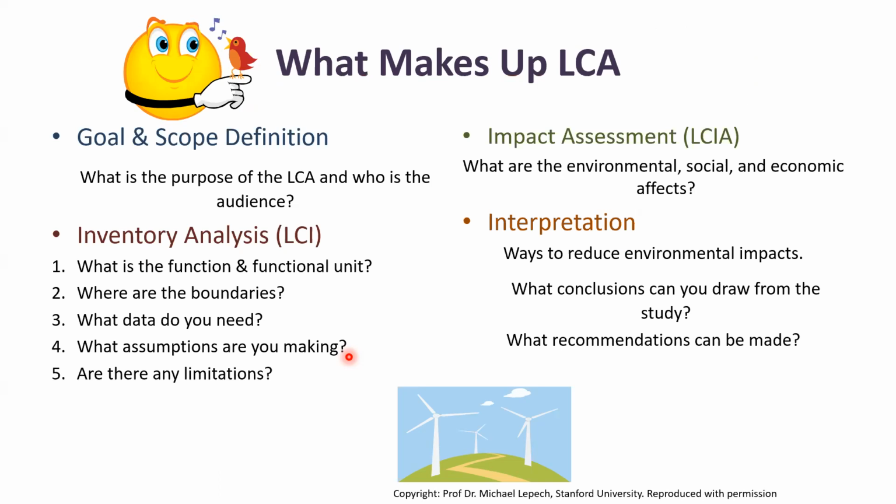So what function is that particular product or service going to provide, and what number should we assign? For example, if you're looking at 2 different types of bulb, the function is to provide light. There are some secondary functions, but let's just stick with the primary function, which is to provide lighting. Now the functional unit will be how many units of lighting. Then what are the boundaries? Where do you stop in terms of what data you need? I'll give you some examples and that will explain it to you, what assumptions you're making, and what the limitations are.